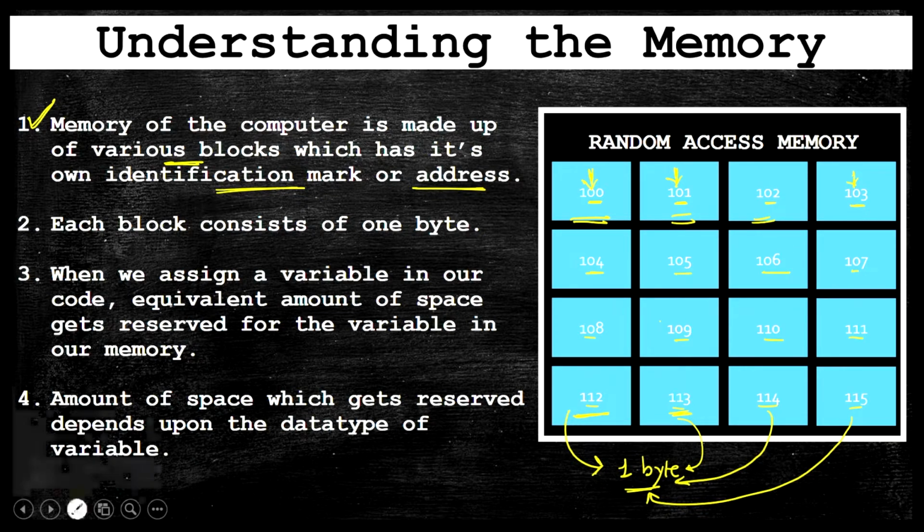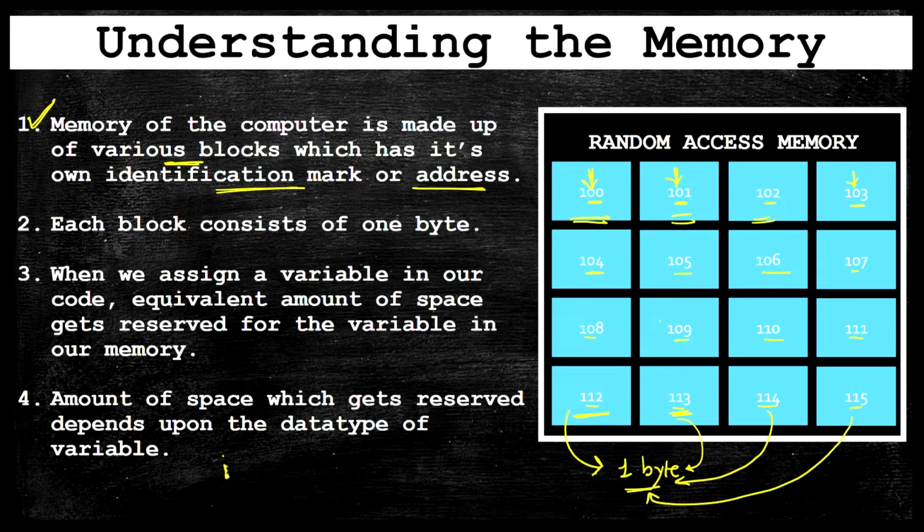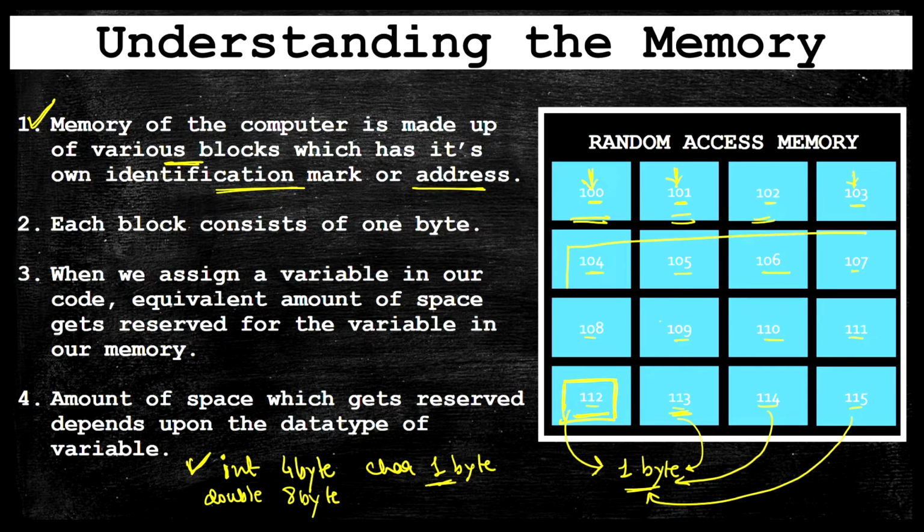Why data type? Because we know that int takes 4 bytes, our double takes 8 bytes, our char takes 1 byte, right? These are the basic 3 data types which are important. So if you have a character declaration, it will take 1 byte, that means 1 block. If you have an integer declaration like this, it will take 4 bytes, that means 4 blocks.